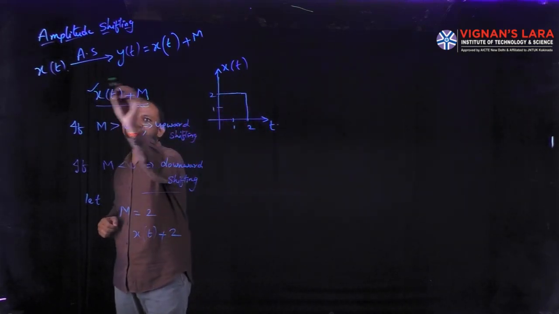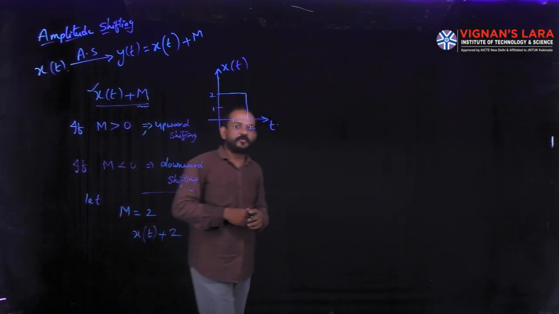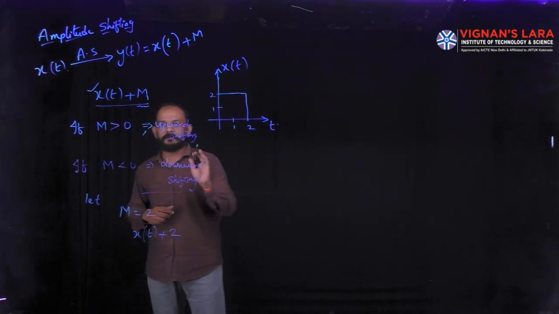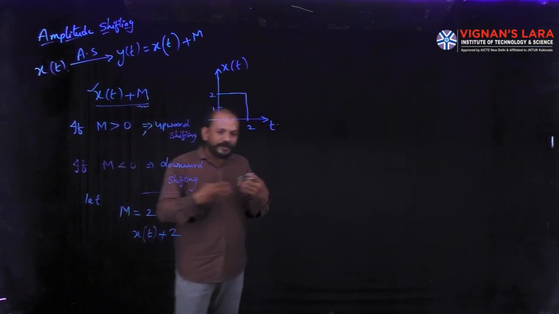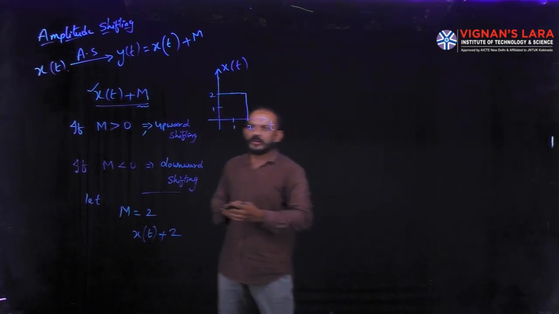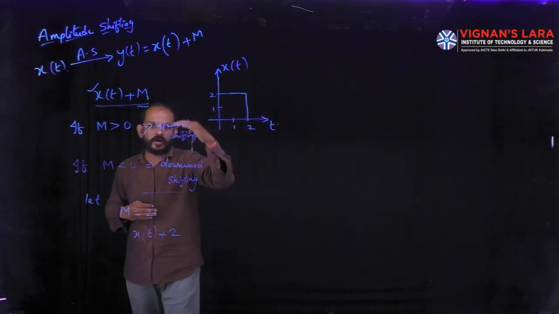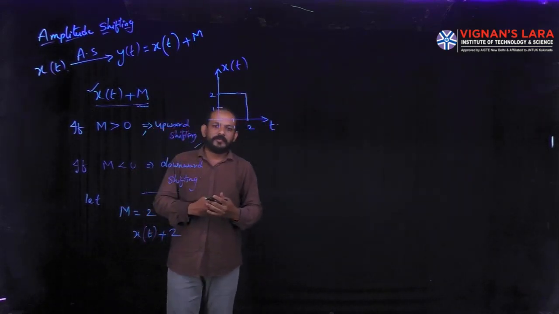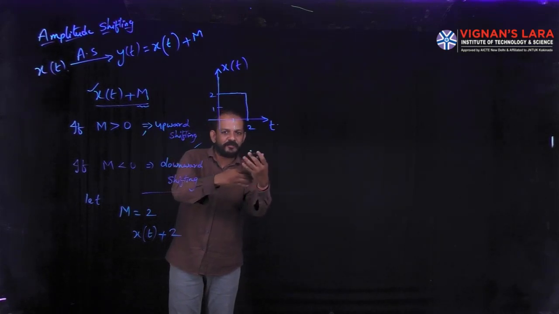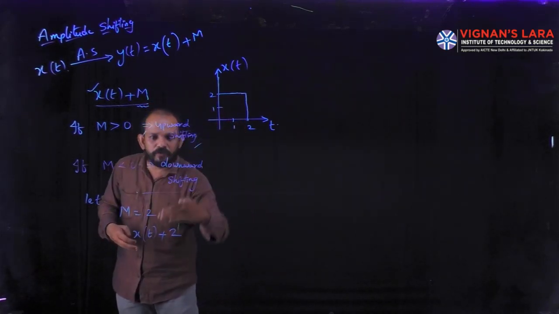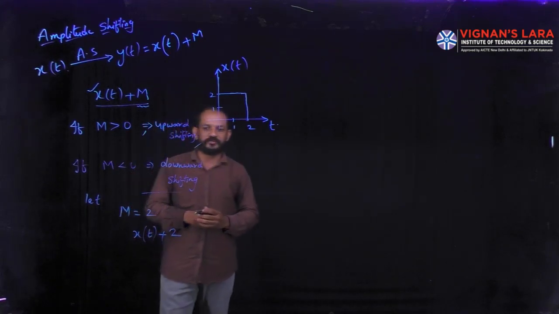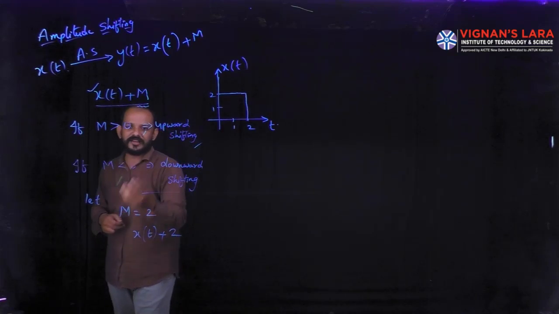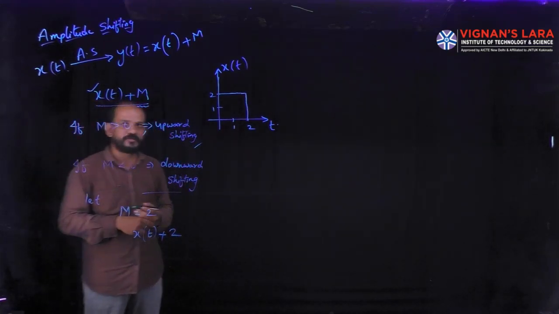Now, the amplitude shifting operation on signal x of t can be expressed as x of t plus capital M. If the capital M value is positive, that is greater than 0, then the signal will move upward. It shifts upward, hence it is called upward shifting. If the value of M is less than 0, that is, negative, then the signal will move downward, and it is called downward shifting. To explain this upward shifting and downward shifting, I am considering capital M as a positive value, that is greater than 0.